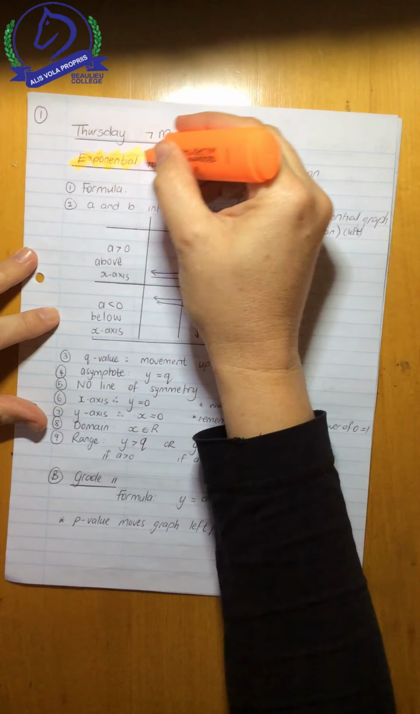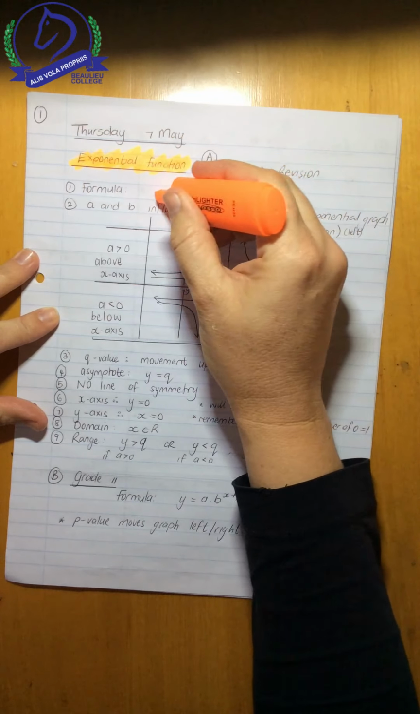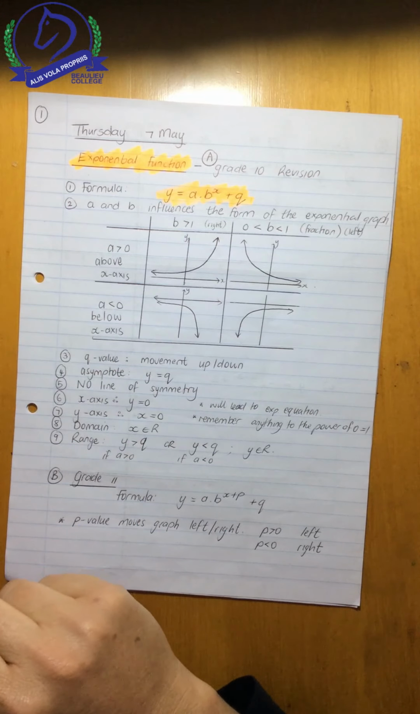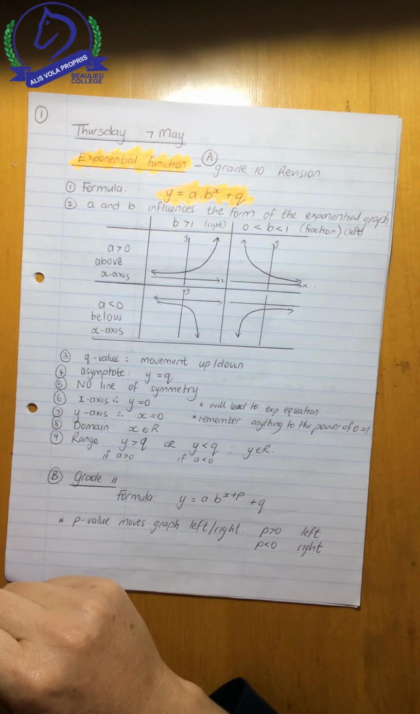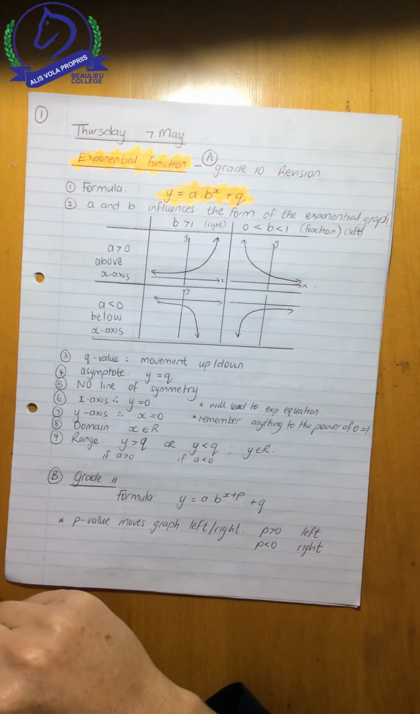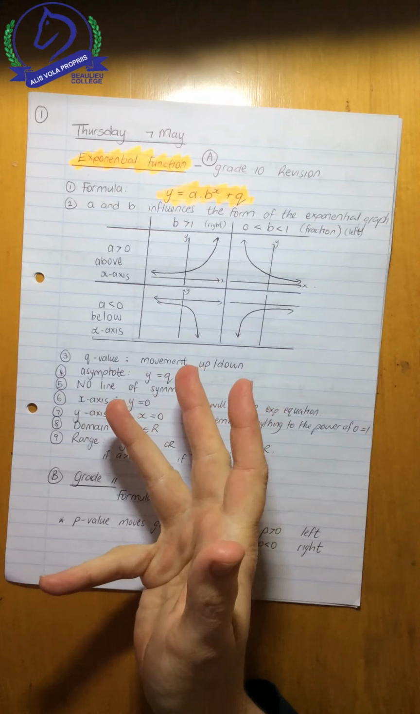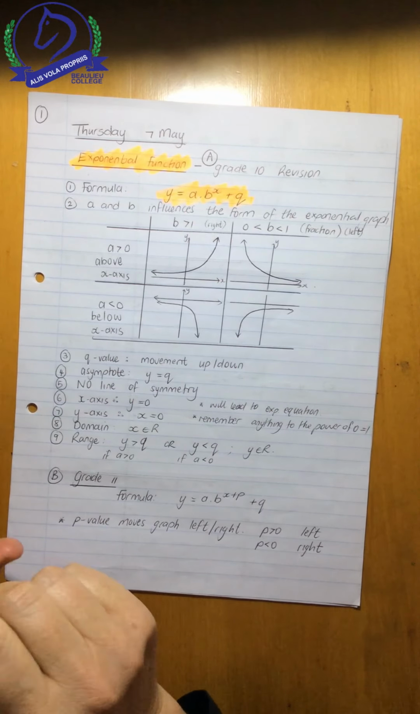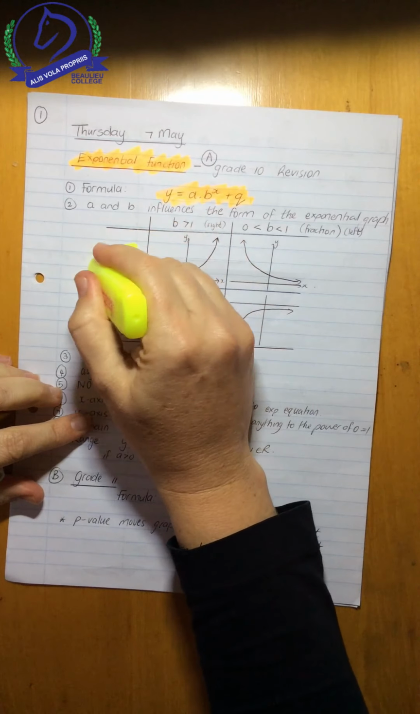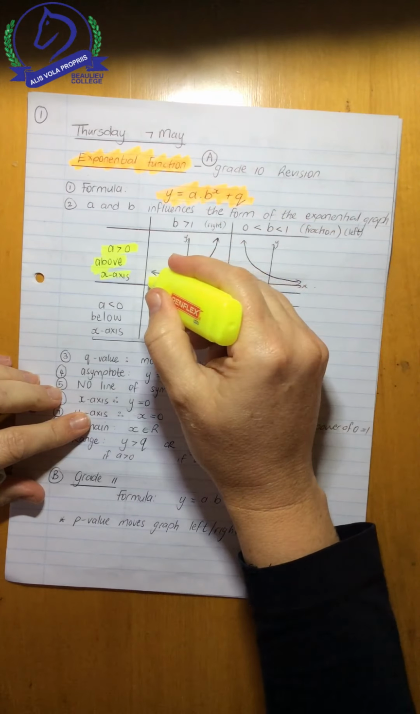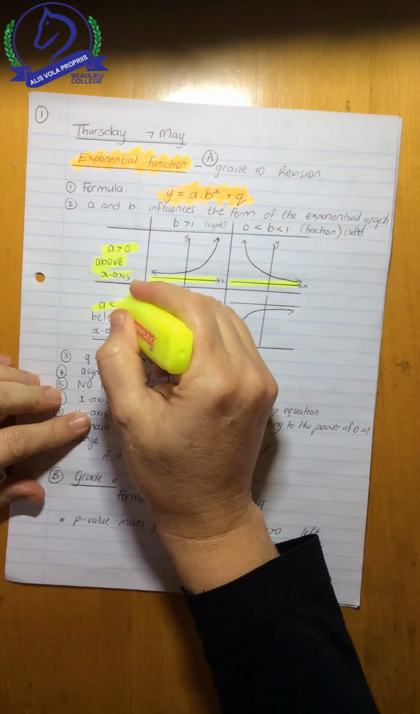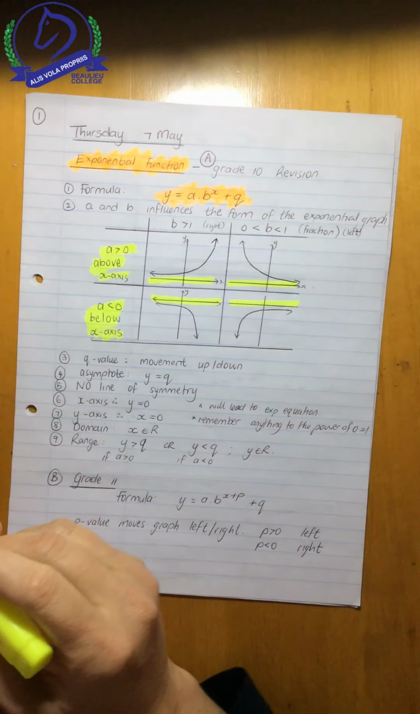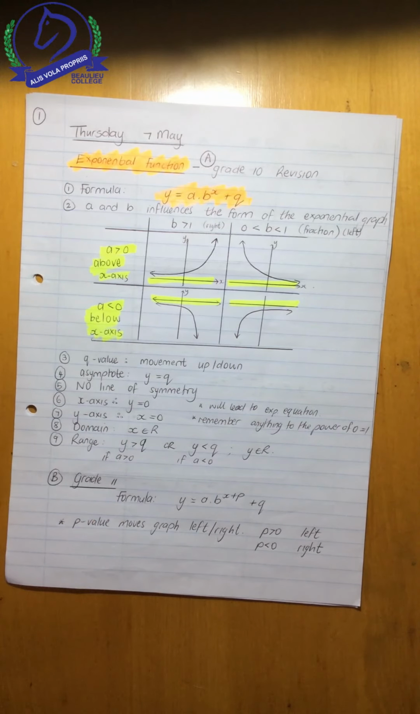So in grade 10, the exponential function formula that you had was a times b to the power of x plus q. Now, a and b influence the form of the exponential graph, and there are many summaries about this, but this particular summary works very well for me. If a has a positive value, it means it is above the x-axis. If a is negative, it means that the graph will be below the x-axis.